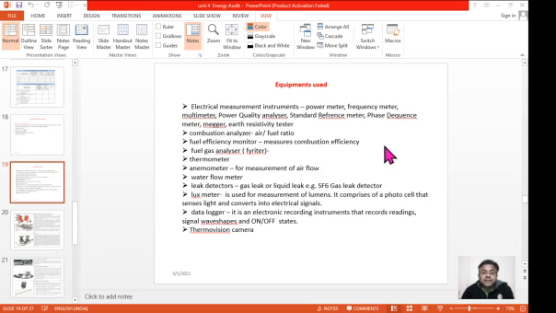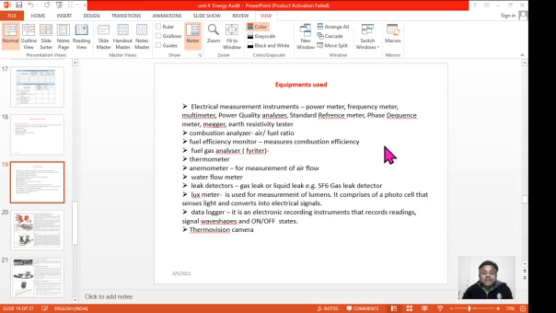So let us start with electrical measuring equipments like voltmeter, ammeter, smart energy meter, power factor meter, frequency meter, phase sequence meter. Number of instruments are there. We are performing electrical measurements. So these are required while conducting energy audit.